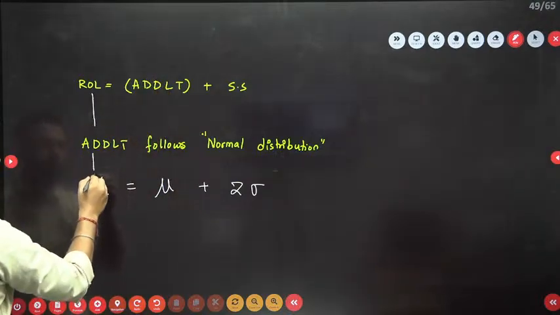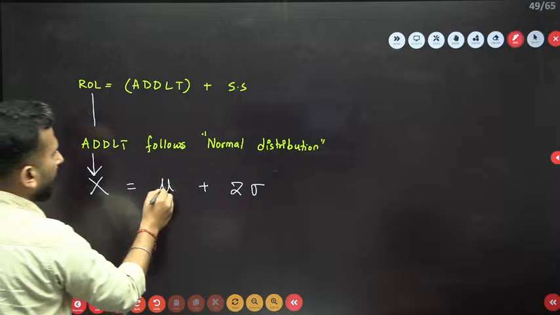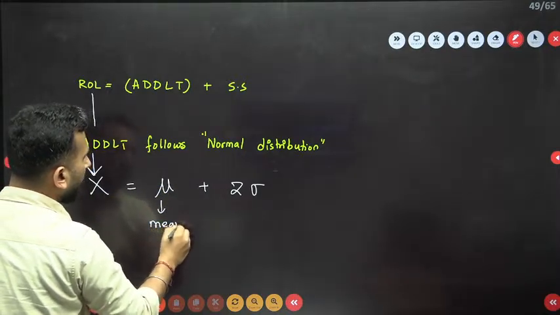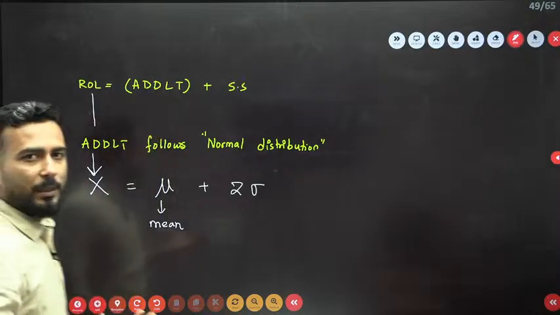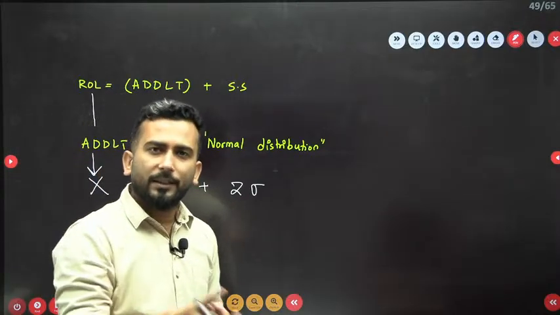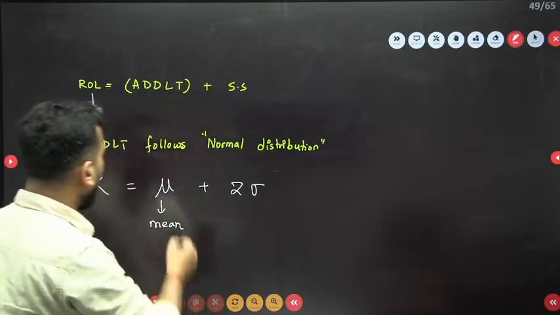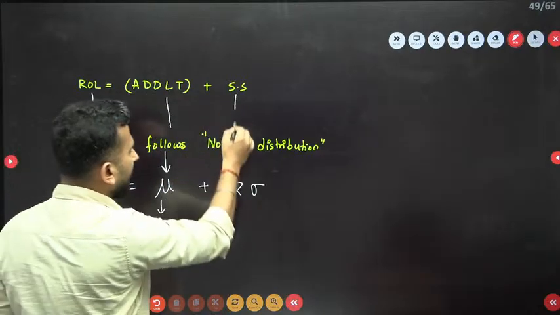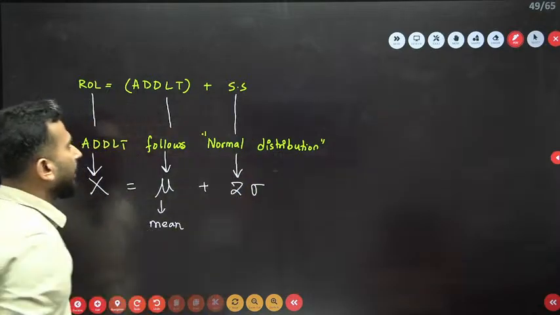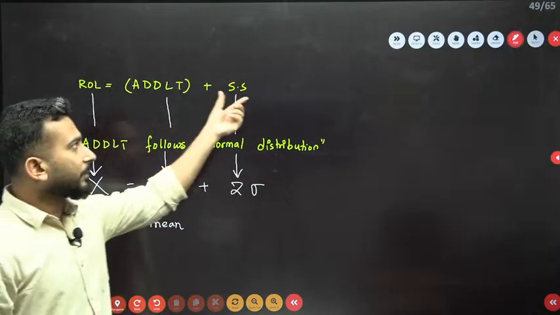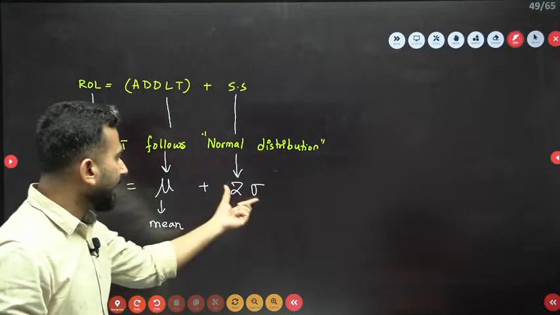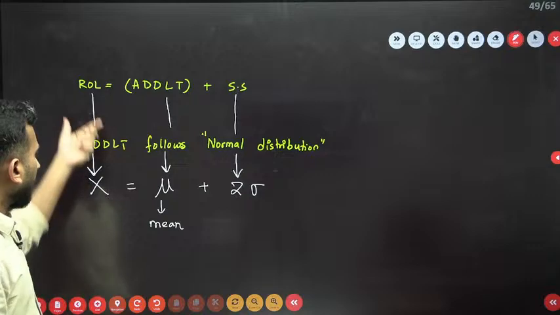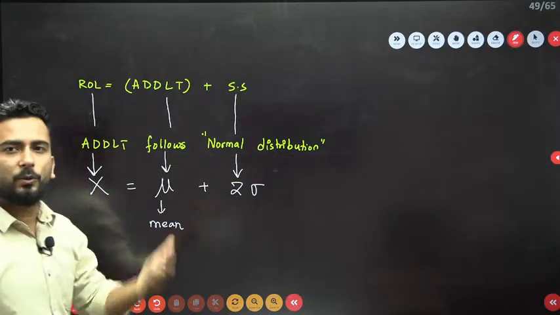ROL will follow x. Mu is nothing but mean. So ADDLT is nothing but mean only. Why? Average demand, average is mean only. So ADDLT will follow mu, and SS is nothing but equal to Z sigma. Yes or no? So if someone asks what is safety stock, you will write Z sigma. If someone asks what is ADDLT, you will say mu. And if someone asks what is reorder level, you will say mu plus z sigma. Done.